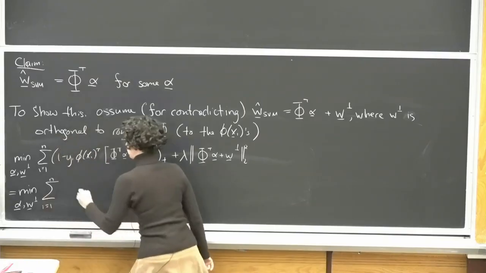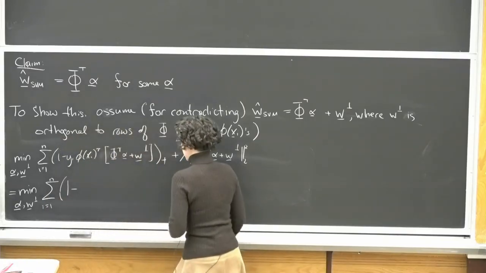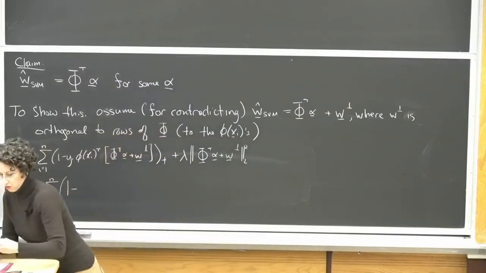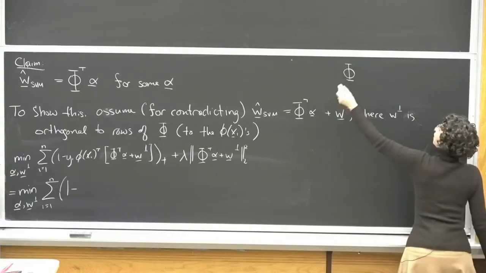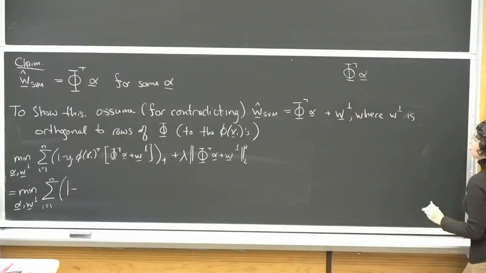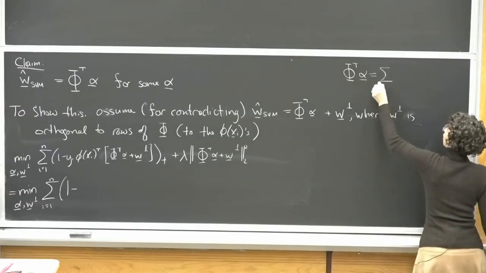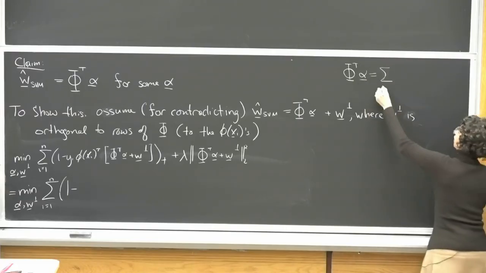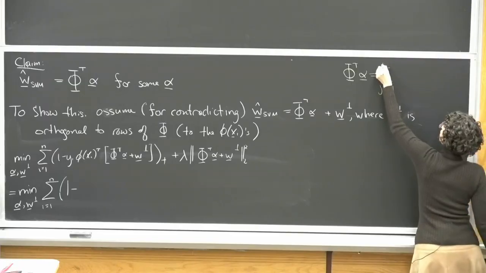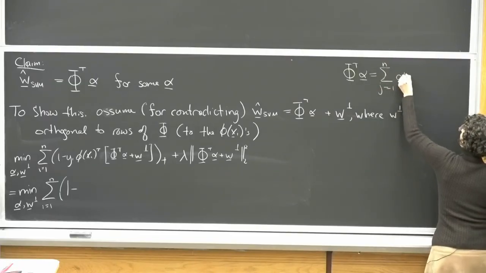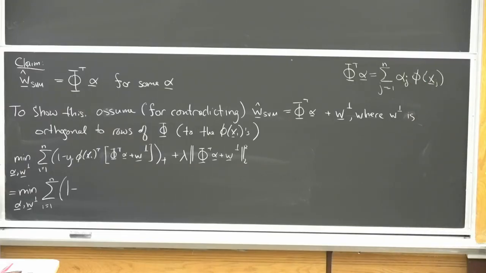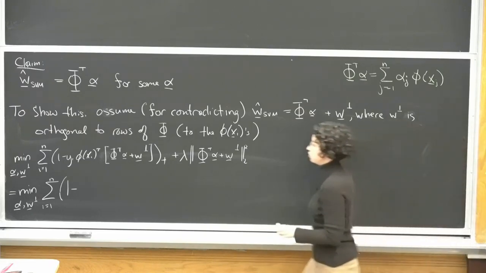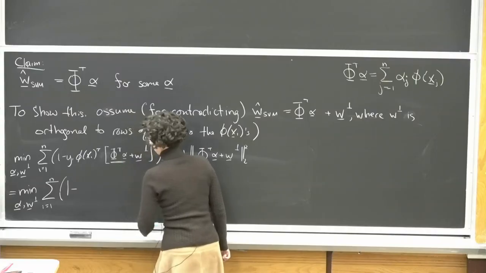Sum from i equals 1 to n, 1 minus. And off to the side, I just want to remind everyone that when we talk about phi transpose alpha, what this means is I'm going to have a sum. So alpha is a length n vector, so I've got the sum from j equals 1 to n of alpha_j times phi of x_j. So that's what we mean when we write capital phi transpose alpha. And so I am just going to plug that in right here.